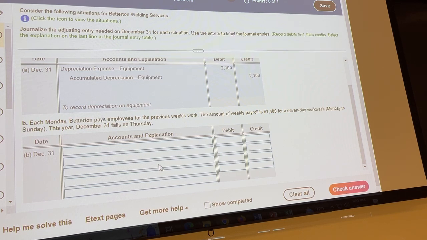Okay, each Monday, Betterton pays employees for the previous week's work. The amount of weekly payroll is $1,400 for a 7-day work week, Monday to Sunday. This week, December 31st, falls on a Thursday.